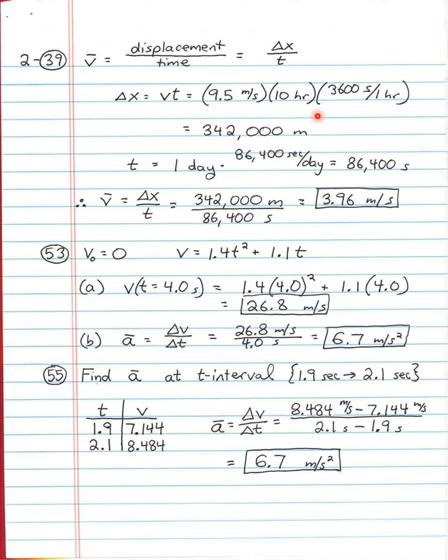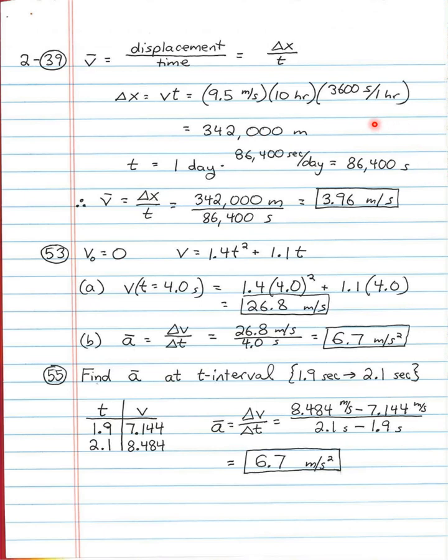So when we multiply the 9.5 meters per second by the time of 36,000 seconds, we get 342,000 meters. That's the displacement. The time, we're going to need that in seconds. It's a day, but we're going to convert and say 86,400 seconds per day, so 86,400 seconds. Then we put it together.